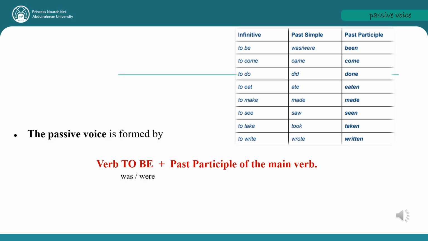How can we form the passive voice? The passive voice is formed using the verb to be plus the past participle of the main verb. The form of to be changes depending on the tense of the sentence. Yet in this lesson, we are focusing on the past tense only. So the verb to be will be either was or were.